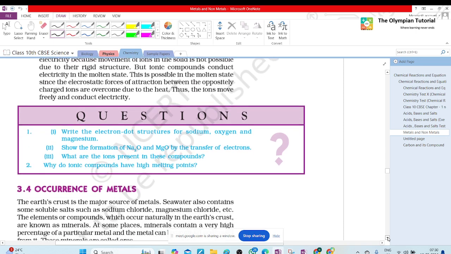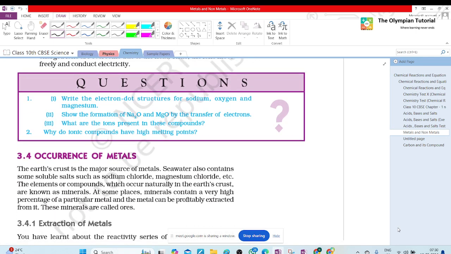Very good. Now, start to read this one. Write the electron dot structure of sodium, oxygen, and magnesium.